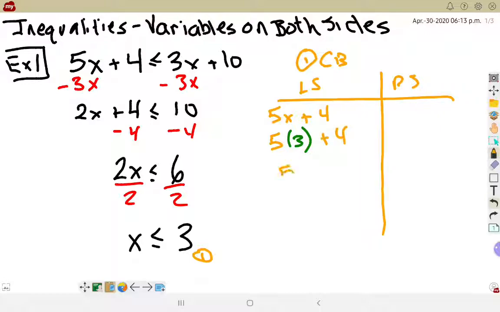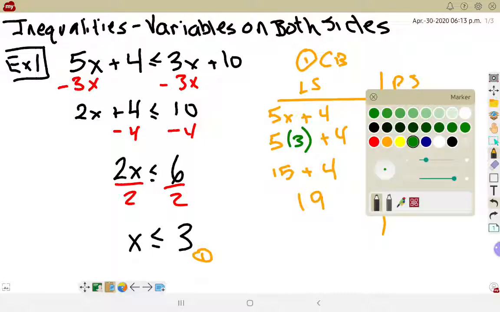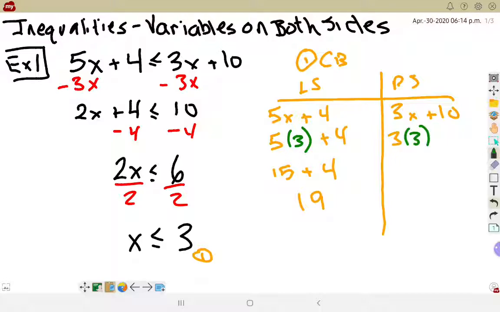If I substitute in the 3 on the left, we get 15 plus 4. 15 plus 4 is 19. On the right-hand side, we had 3x plus 10. So instead of putting in the x, we're going to substitute in that value of 3. That's going to give us 9 plus 10, which also happens to be 19. So the left side and the right side are equal.